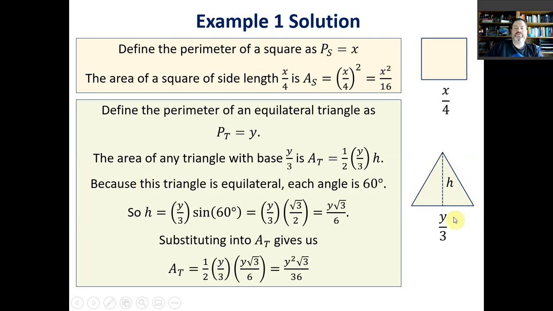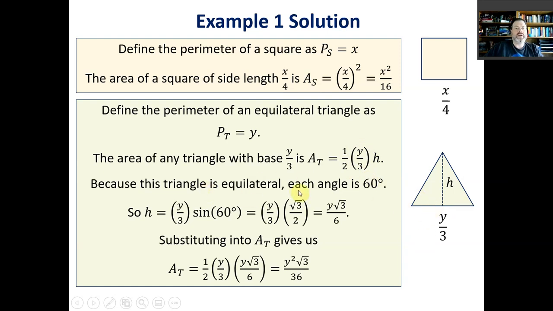And so because there's 3 equal sides, then the base is y over 3. And this side here is y over 3. So the area of the triangle is just going to be 1/2 y over 3 times h, right? It's 1/2 base times height, but the base is y over 3.